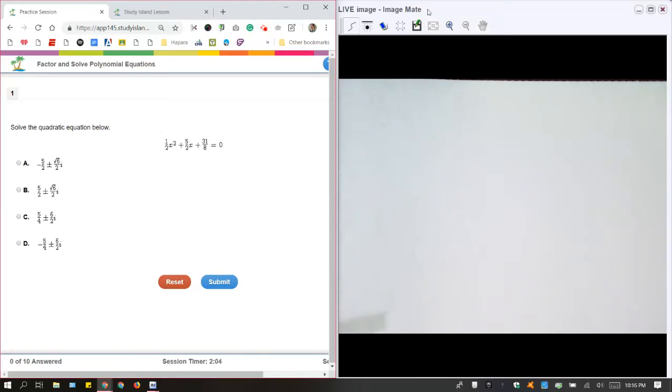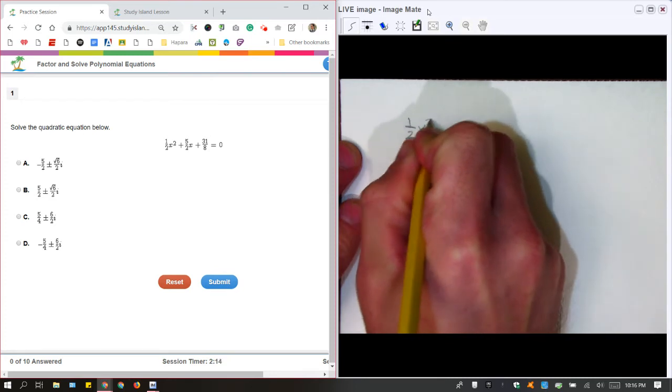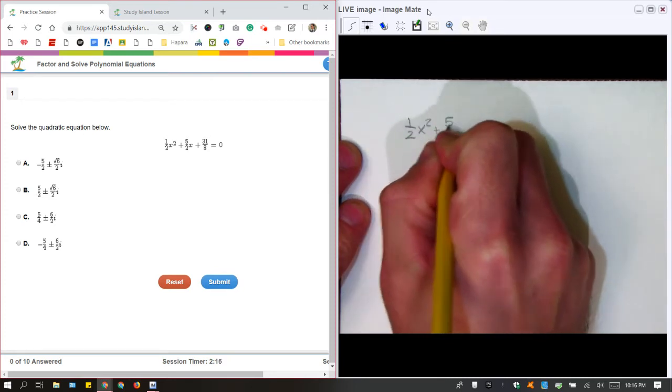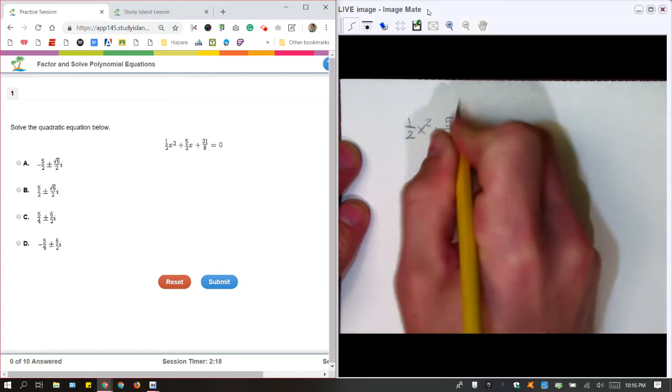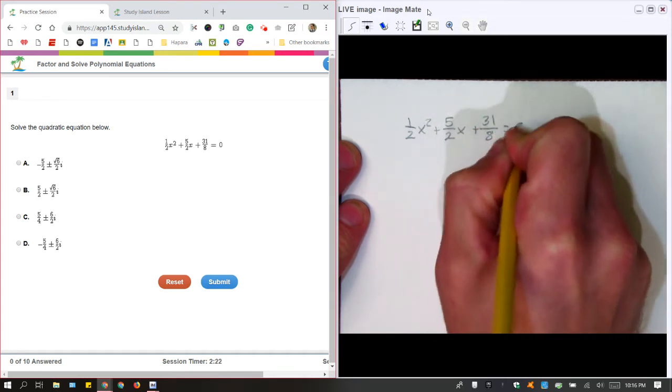Okay, this video has examples for the Study Island topic, factor and solve polynomial equations. So let's get into it. First one is 1/2 times x squared plus 5/2 times x plus 31/8 equals 0. So we're going to solve this.